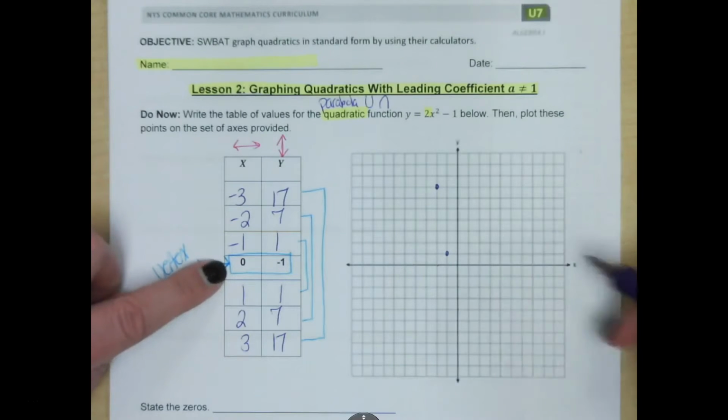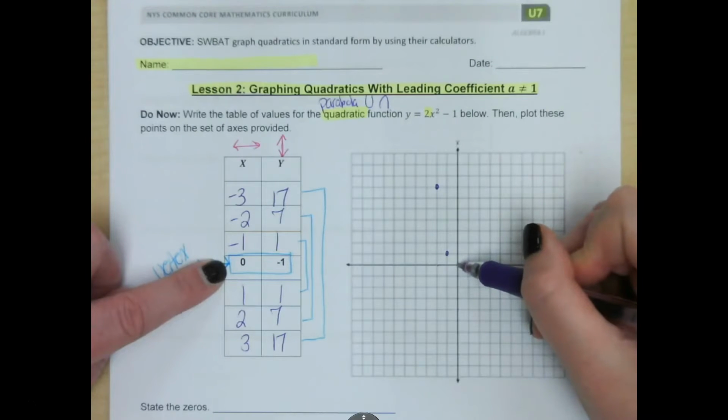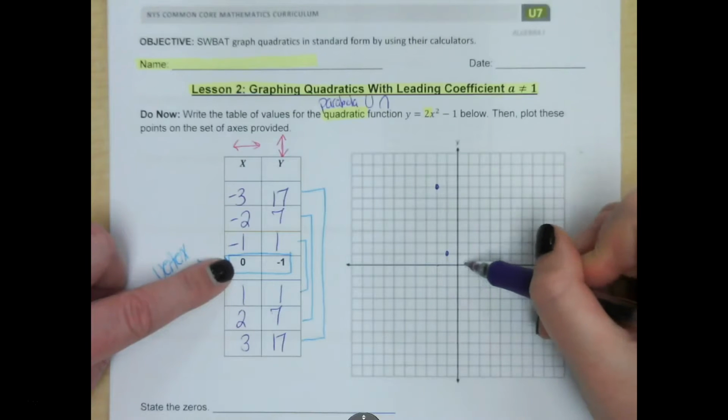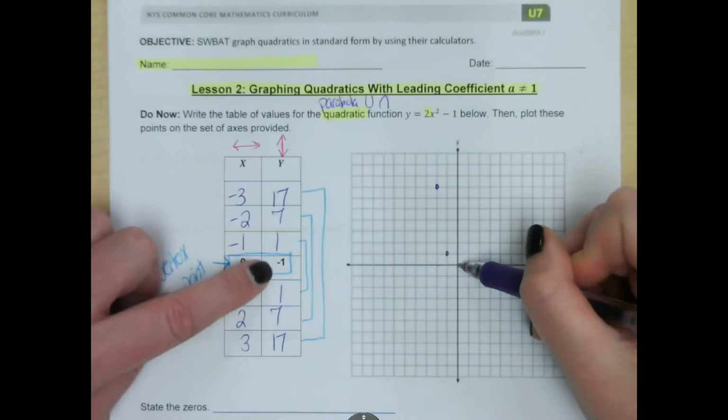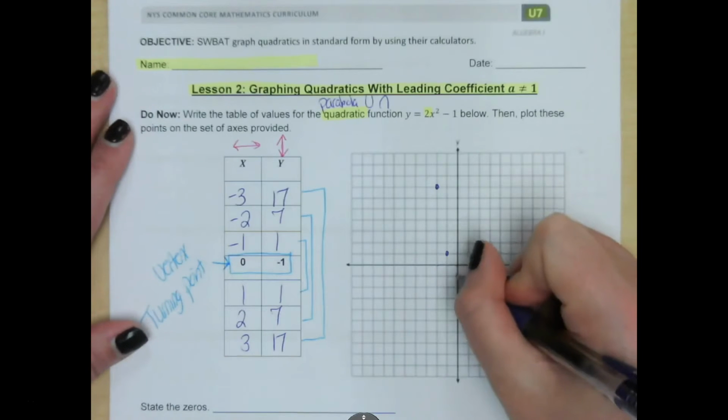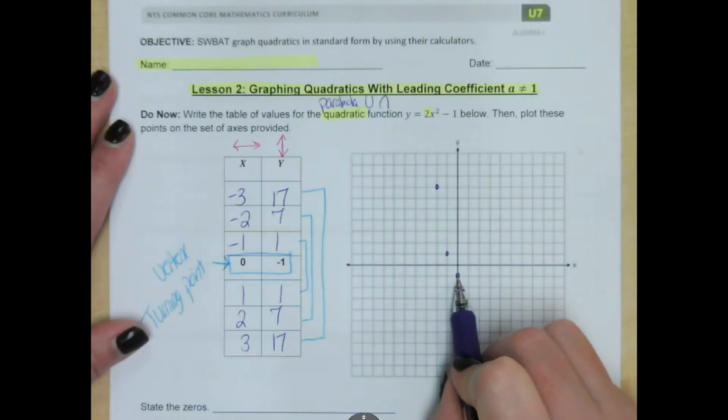And then after that, we have 0, -1. Again, from the origin, 0. I am not going to go left or right. 0 tells me to go nowhere. All right, so I'm just going to go down 1 because it's a -1. So this would have been my point, 0, -1.